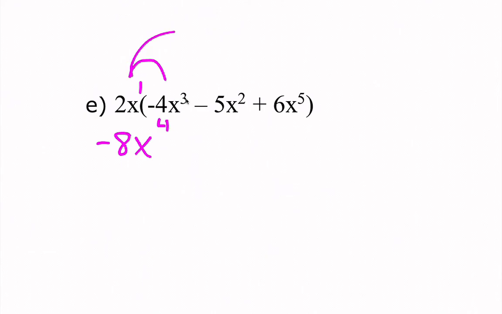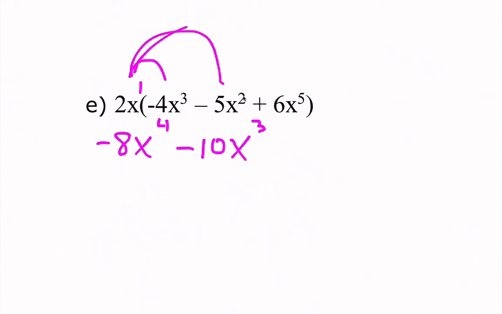All right, so now I'm going to take 2x and I'm going to multiply it by -5x squared. Multiply your coefficients, so 2 times a -5 is a -10. Then we're going to look at our x's. I have x to the first times x to the second, so I add the exponents. 1 plus 2 is going to give me x to the third.